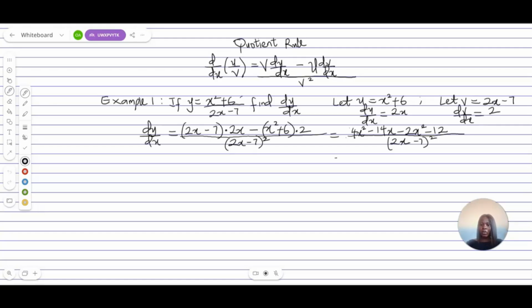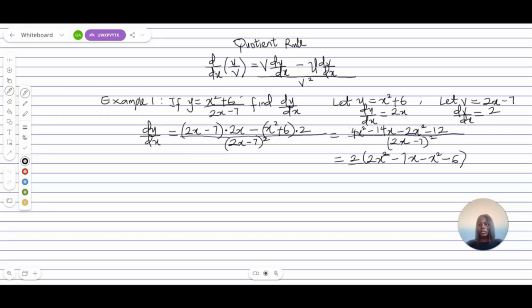So let's look at this now. If I simplify this now, if I factorize, what's common here? 2 is common on the numerator part. So if I bring 2 out here, what will I be left with? I'll be left with 2x squared minus 7x, then minus x squared, then minus 6. I use my brackets.